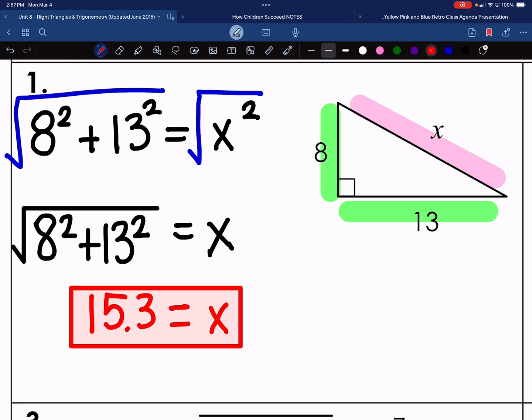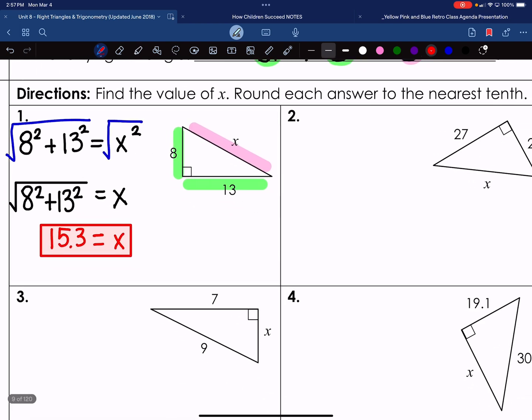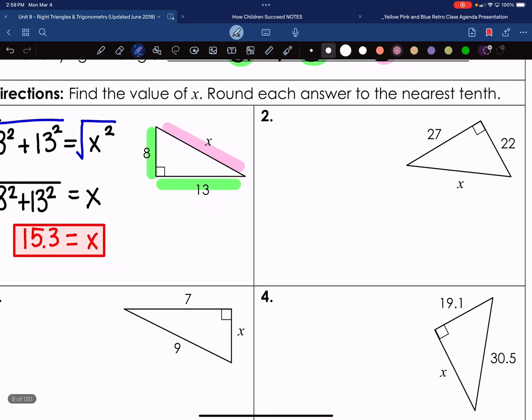Okay, I want you to take a look at number 2. Number 2 works exactly like that, okay? They give you the legs. Okay, so your legs are 22 and 27. Your hypotenuse is x.